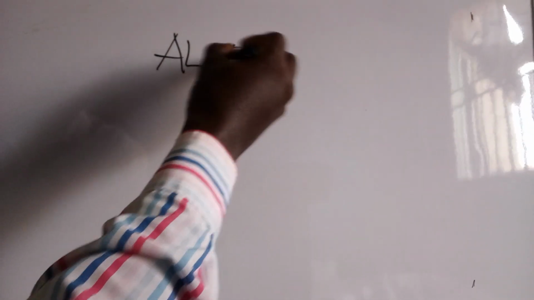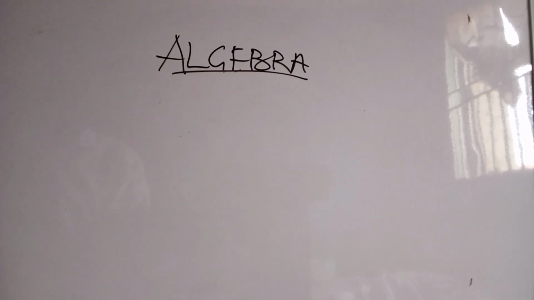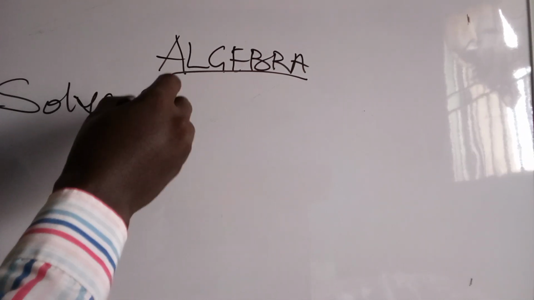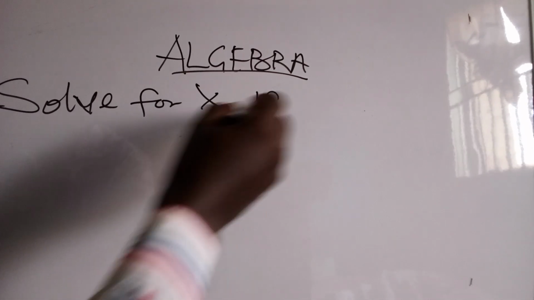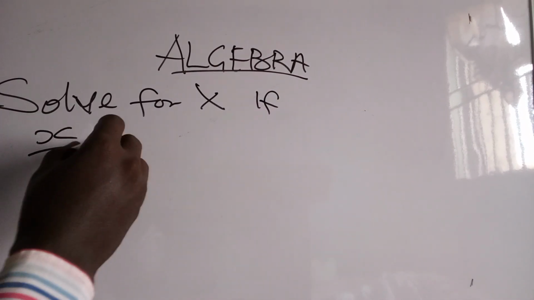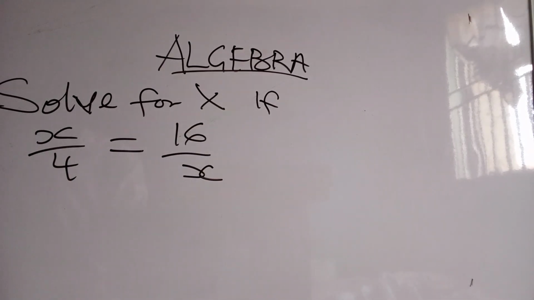Today we'll be looking at a mathematical problem under algebra, and we'll be solving the question. Solve for x if x all over 4 equals 16 all over x. How do we go about this?